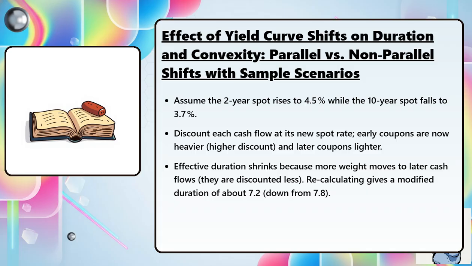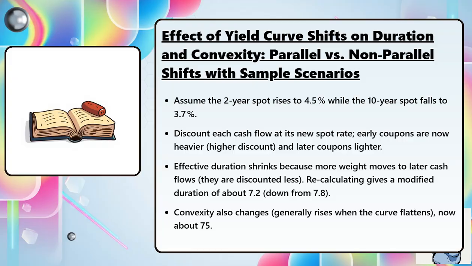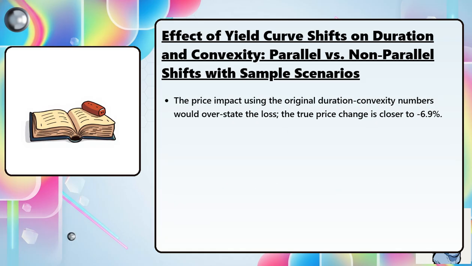Recalculating gives a modified duration of about 7.2, down from 7.8. Convexity also changes, generally rising when the curve flattens, now about 75. The price impact using the original duration and convexity numbers would overstate the loss. The true price change is closer to negative 6.9%.